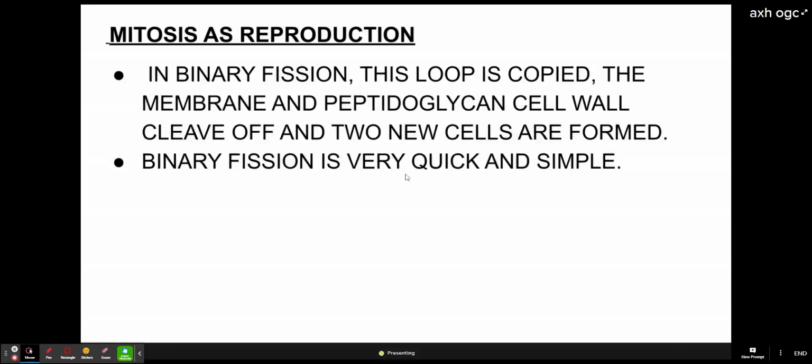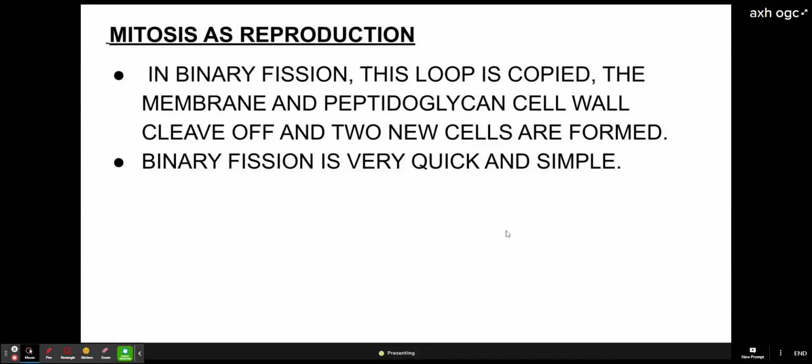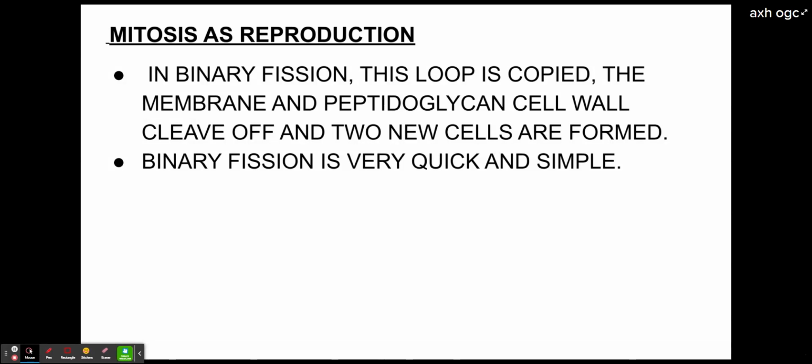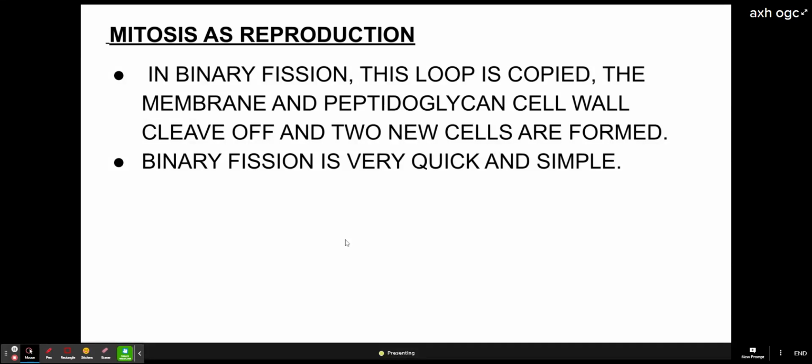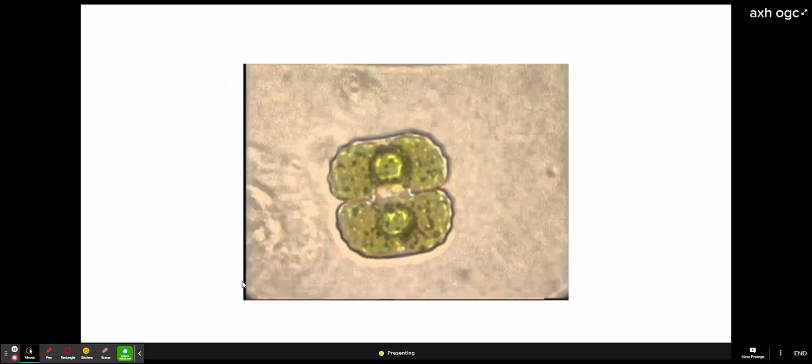So what happens in binary fission, the loop is copied. You don't have to worry about telomeres, because there's no end. And then the membrane and peptidoglycan cell wall, which is not like a plant cell wall, cleave off, and you have that new prokaryote. It's very quick too, 20 minutes for bacterial reproduction. And this is just where you have a cleavage for binary fission, and it just cleaves into 2 new cells. And that's the loop of DNA. There is no nucleus in there.